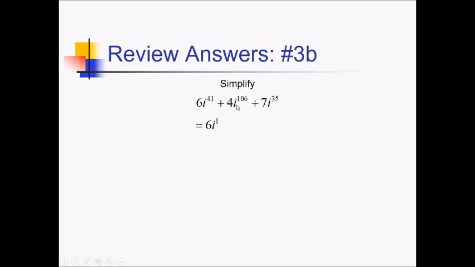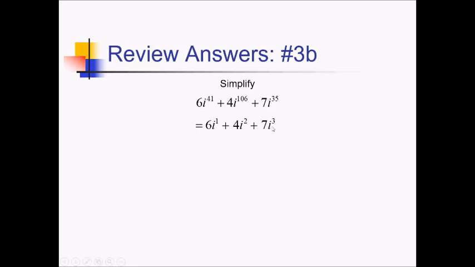This next term, well, let's see, 4 goes into 104 evenly. So the remainder on 106, if you divide that by 4, would be 2. So we can rewrite this as 4i squared. And then finally, 35, if you divide that by 4, you get a remainder of 3, because 4 goes into 32 evenly. So that means this is really 7i to the third power.